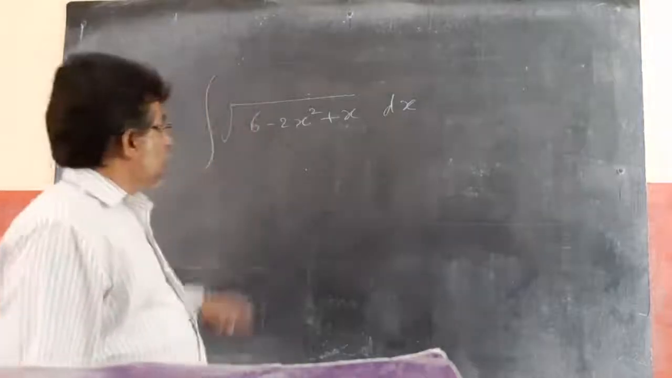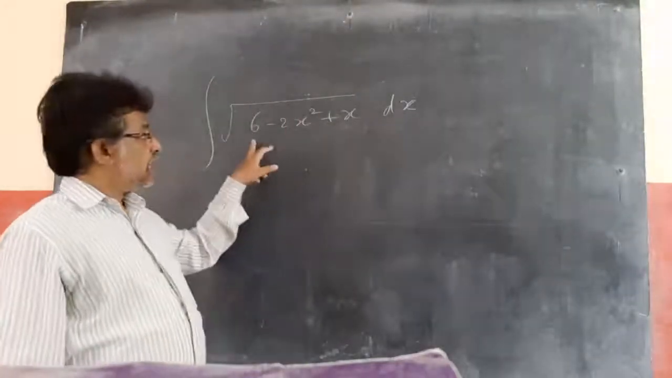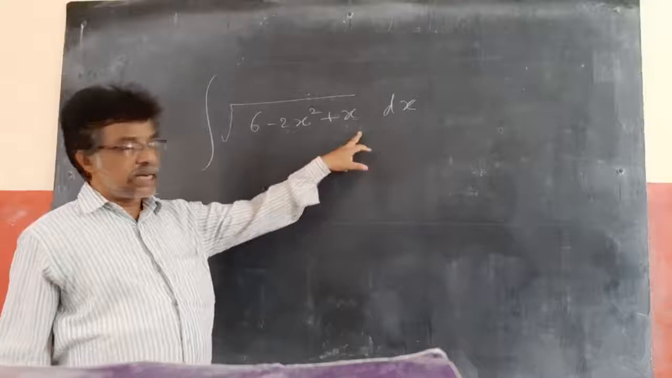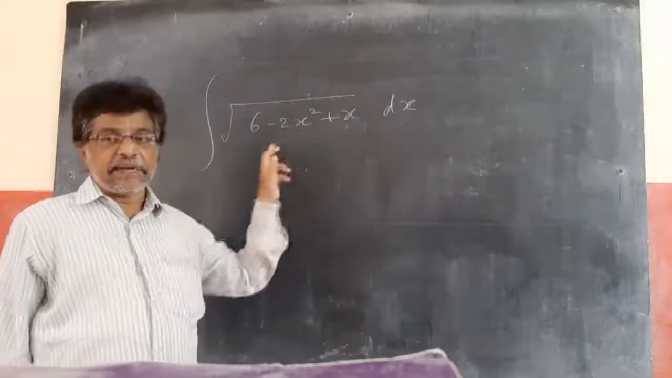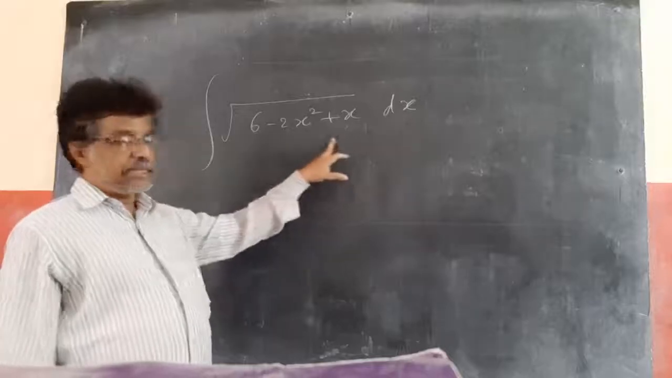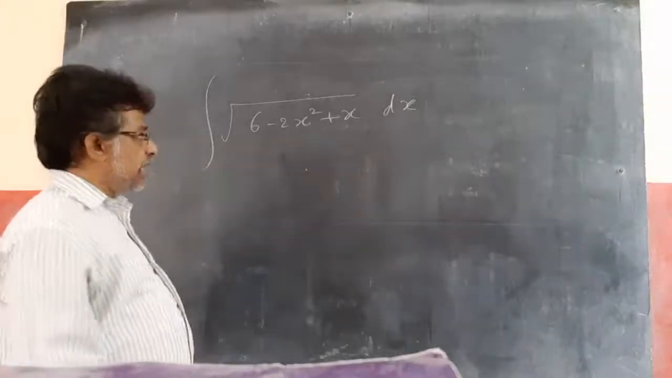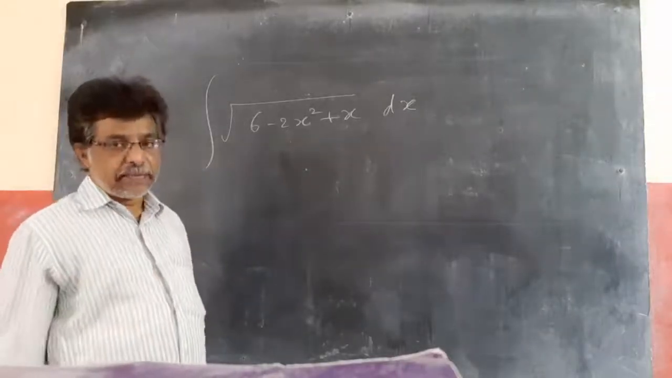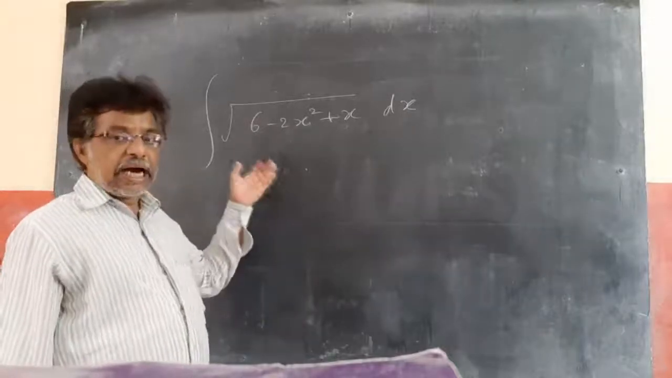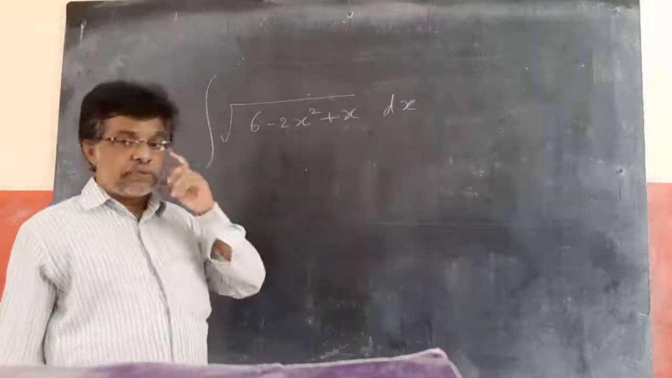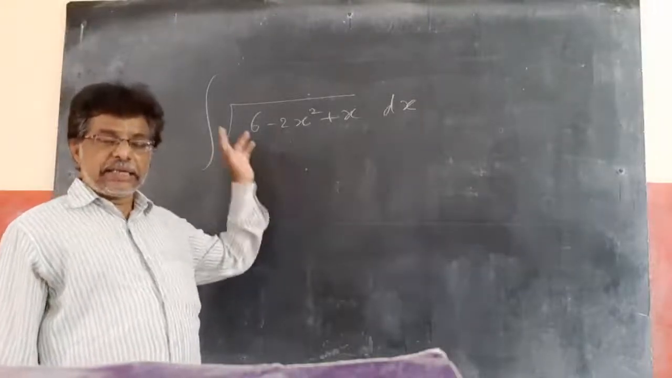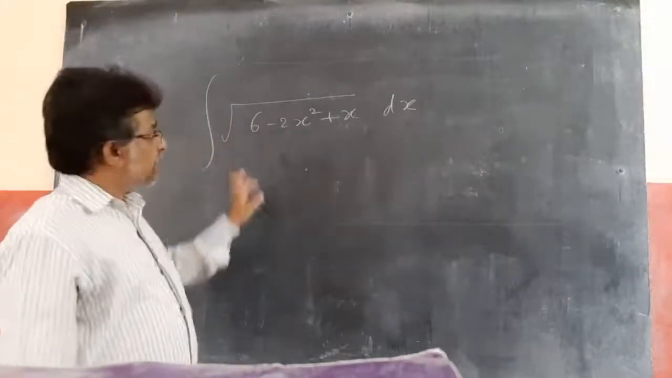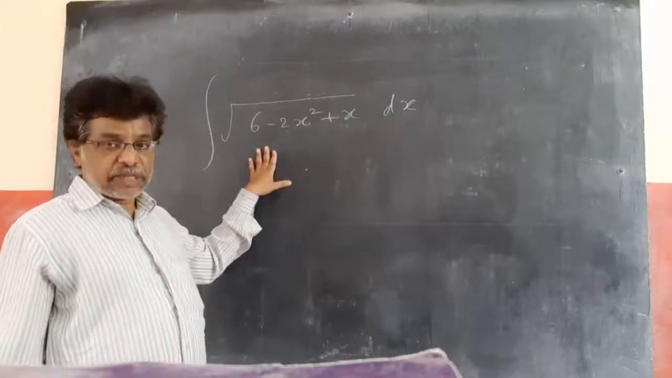There is a square root, and inside the root there are several terms, so I cannot apply the integration separately. I cannot separate this plus and minus. That's why I told you to go for the completing square method. Even if it is not 1 by something, you should go for completing square. If it is 1 by and the root is not there, then you can go for partial fractions. But here there is no 1 by, such thing.